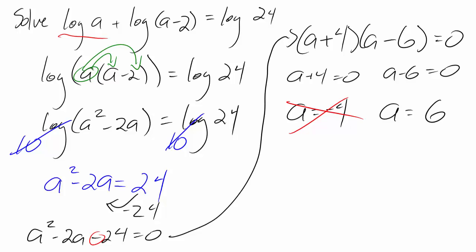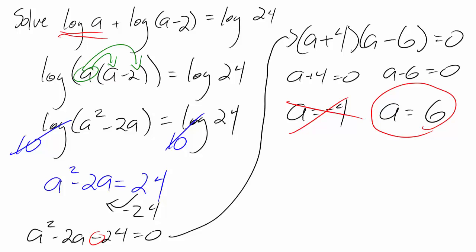If a equals positive 6, we're back up here. Positive 6 works just fine inside of our logarithm. And now we check for the next part. Log of 6 minus 2, that would be 4. That's also fine. So this is our only solution.